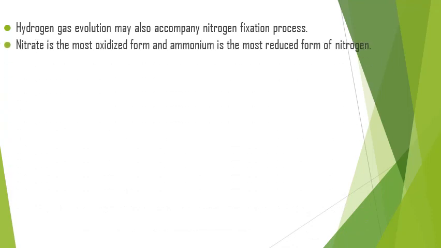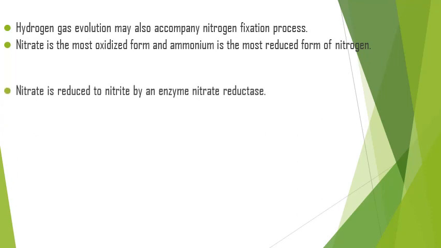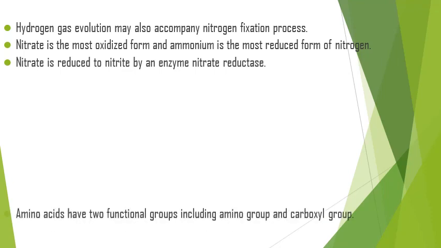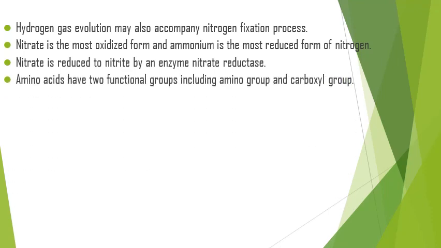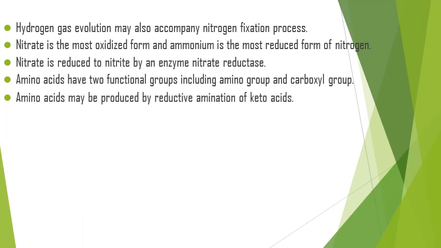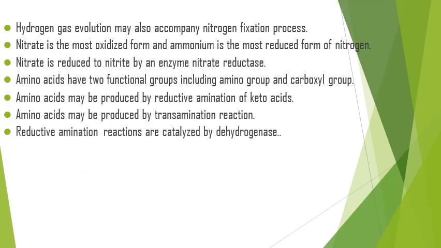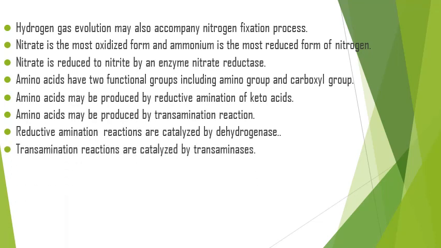Nitrate is the most oxidized form and ammonium is the most reduced form of nitrogen. Nitrate is reduced to nitrite by the enzyme nitrate reductase. Amino acids have two functional groups, the amino group and the carboxylic group. Amino acids may be produced by reductive amination of keto acids. Amino acids may be produced by transamination reaction. Reductive amination reactions are catalyzed by dehydrogenase. Transamination is catalyzed by transaminase.